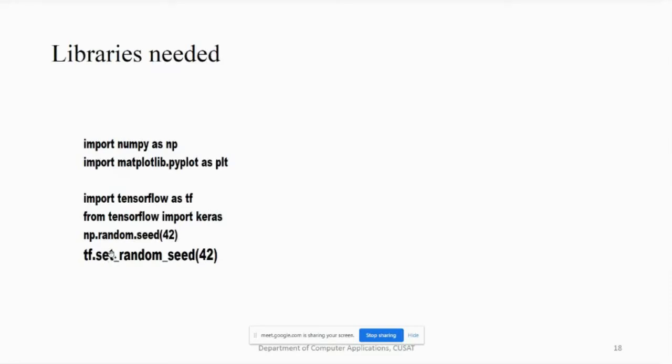Then similarly, in order to initialize the TensorFlow or the high dimensional matrices, we use another functionality, and that functionality is tf.setRandomSeed(42), and this is for initializing the tensors, and this is for initializing the matrices.